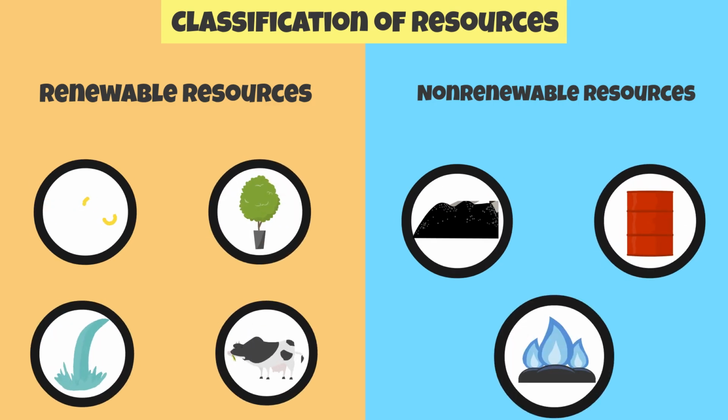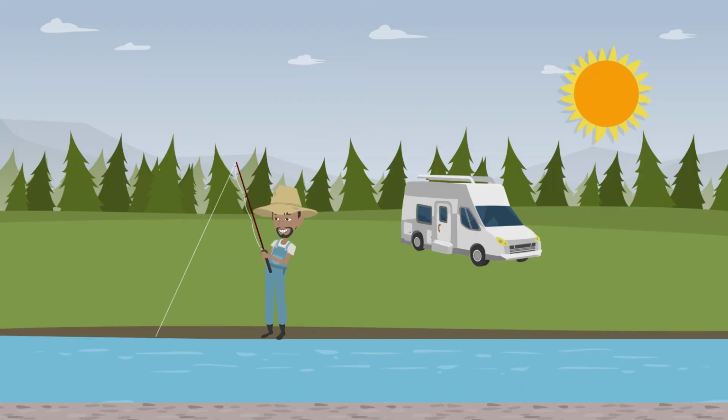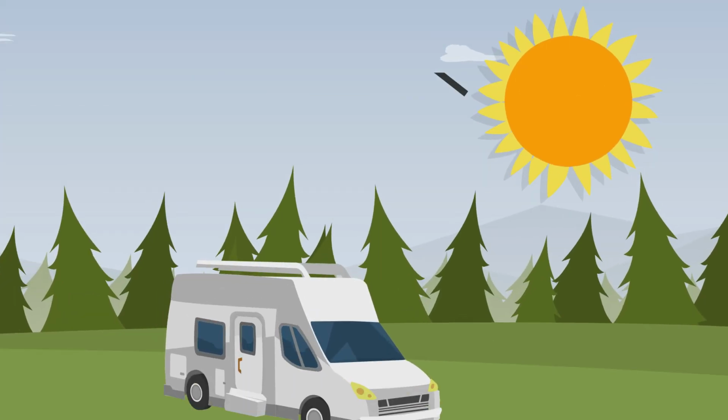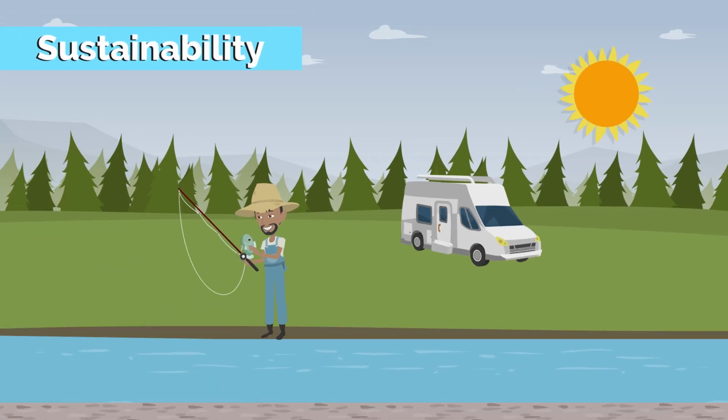Reflect on how you would conduct this classification. Identify common resources you encounter daily. Determine whether each resource is renewable or non-renewable. Discuss why conserving these resources is vital for sustainability.